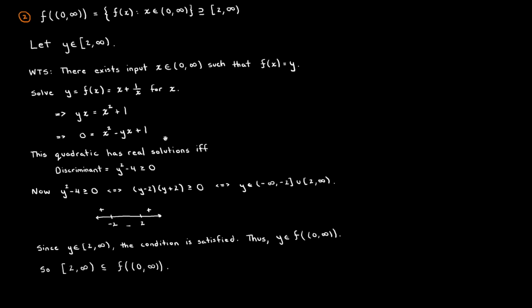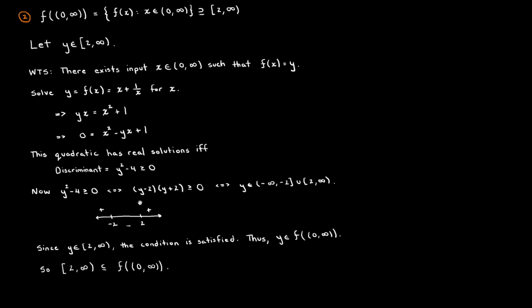And so one way we can do this is, now since this is a quadratic, it will have a real solution if and only if the discriminant, which is b squared minus 4ac, is non-negative. So in this case, the discriminant happens to be y squared minus 4, and we want to check when is this non-negative. So this is a quadratic inequality.